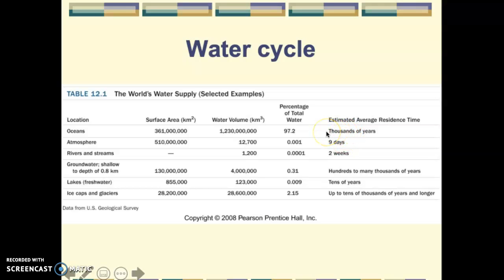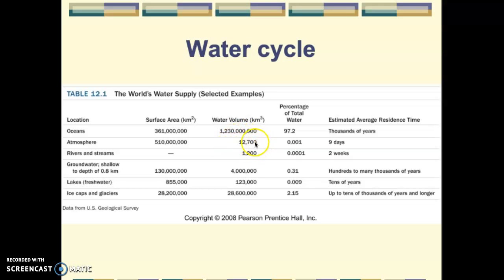If we look at fresh water, you'll notice our largest freshwater supply is actually tied up in ice caps and glaciers. And you'll notice that it stays in that part of the water cycle, again, for a very long time. Groundwater as well, which is a significant source of our water supply, also has a long residence time. On the other hand, things like the atmosphere and rivers and streams have very short residence times.